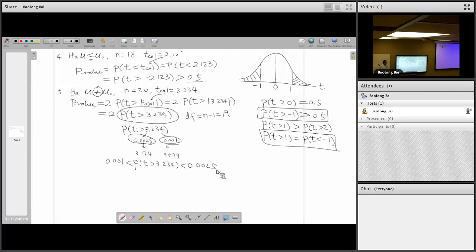But the problem is here, we're not done yet. This is not our p-value, right? Our p-value will be twice as big as this probability. So then we need to multiply by 2 on each side of the inequality. Then the middle part will become our p-value. That will be between 0.002 and 0.005. So this is our p-value. It's a pretty small probability. Right. So now let's look at the last scenario.